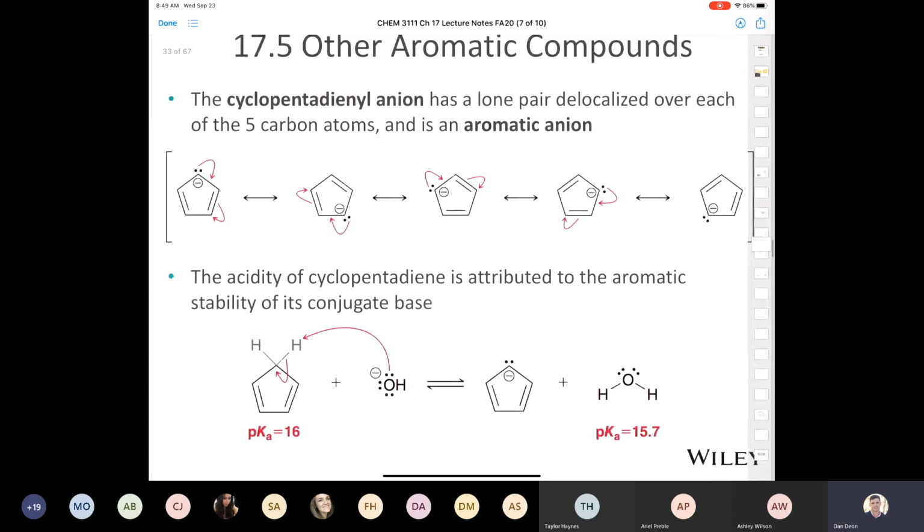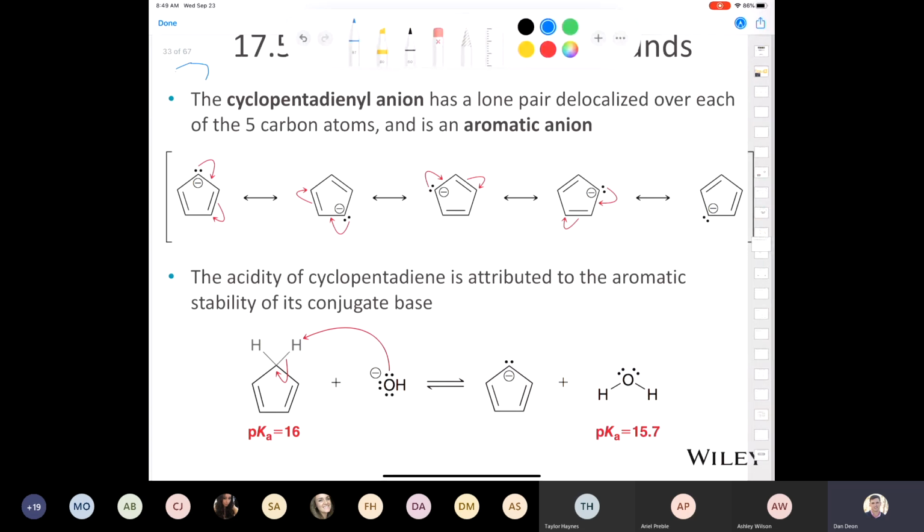So if we had a cyclopentadienyl anion, if we ripped off a proton from that molecule, cyclopentadiene, that's this guy here. If you remove one of these 2 protons, you end up with the cyclopentadienyl anion, the conjugate base. Nothing more than that. If you look at it, it's got 5 resonance structures. So the cyclopentadienyl anion has a lone pair delocalized over each of the 5 carbon atoms and is an aromatic anion. Now you might be wondering, why the heck is this aromatic? And we're going to explain this in a second.